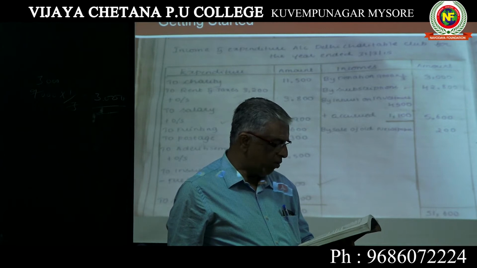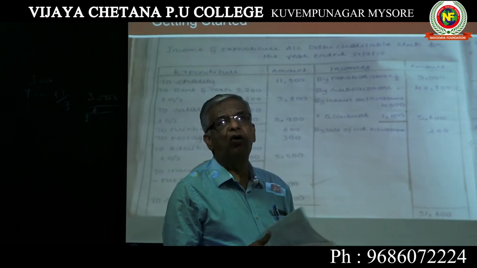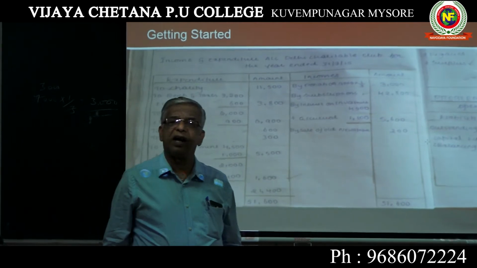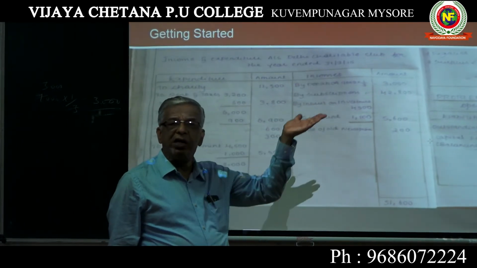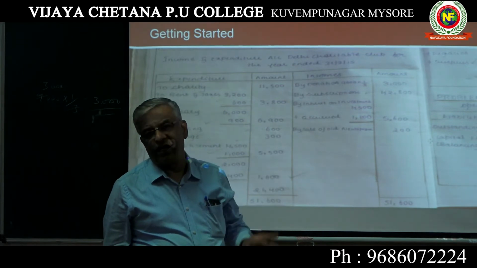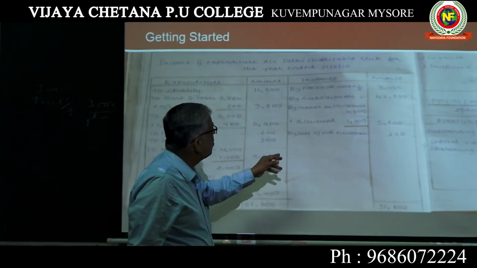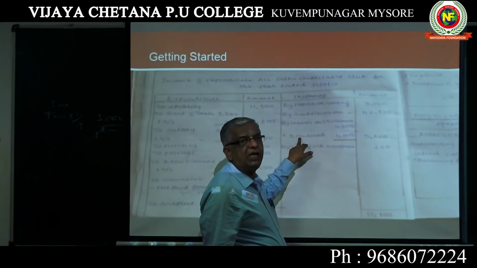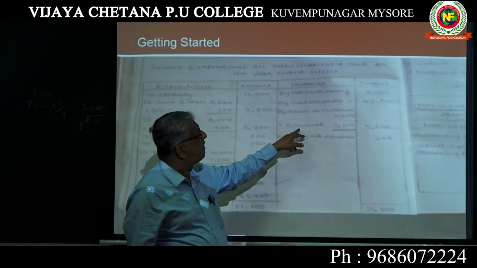Interest on investment rupees 1,100 accrued was not received. So what he says, rupees 1,100 earned but not received. Accrued means it is the interest earned but not received. So it is income for the current year. So therefore here interest accrued means interest earned but not received, so it is an income for the current year.